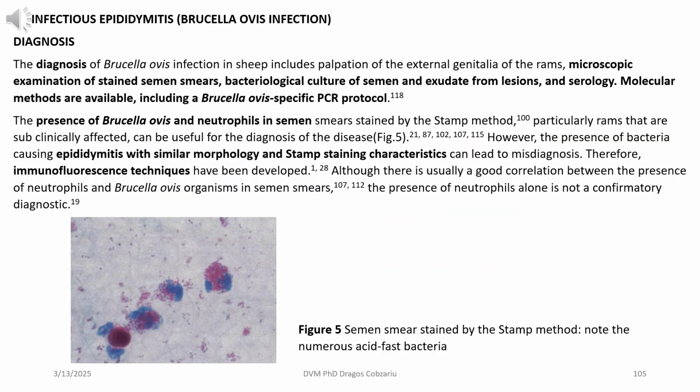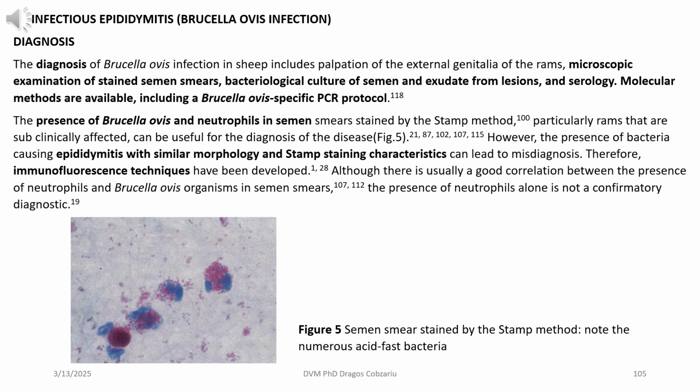The diagnosis of Brucella ovis infection in sheep includes palpation of the external genitalia of the rams, microscopic examination of stained semen smears, bacteriological culture of semen and exudate from lesions, and serology. Molecular methods are available, including a Brucella ovis-specific PCR protocol. The presence of Brucella ovis and neutrophils in semen smears stained by the stamp method, particularly rams that are subclinically affected, can be useful for the diagnosis of the disease.